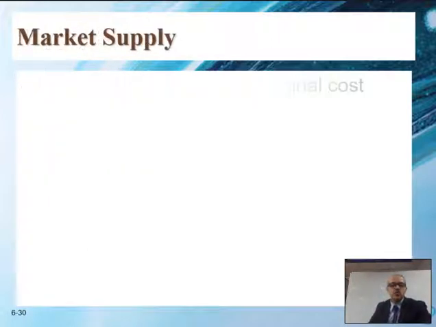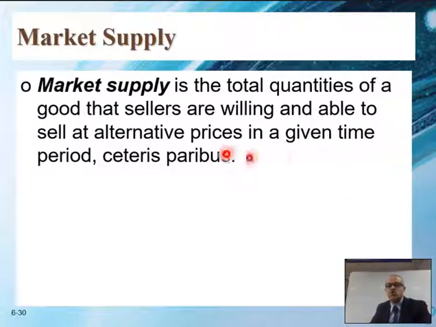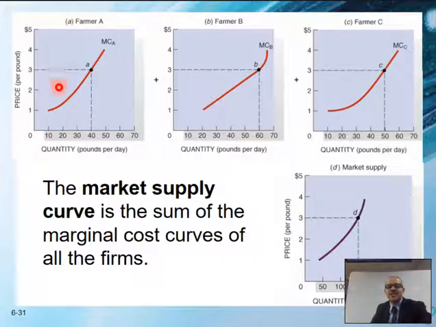And then here, we're talking about the market supply, which is the total quantities of goods sellers are willing and able to sell at alternative prices in a given time period. This is also the definition from chapter 3. And here we've got some examples. Firm A, firm B, firm C. And this is the total. Okay? So here we've got the marginal cost first, marginal cost second, marginal cost third. If you add them up, they will make the supply curve.